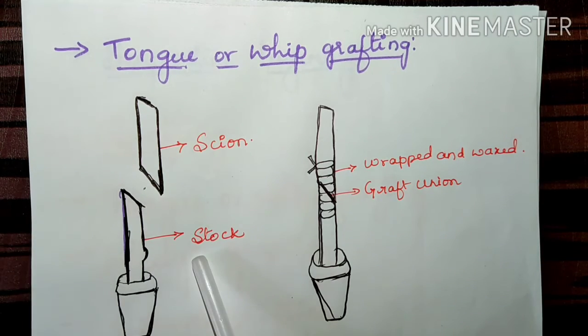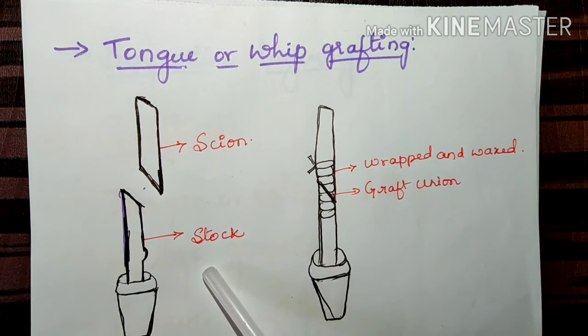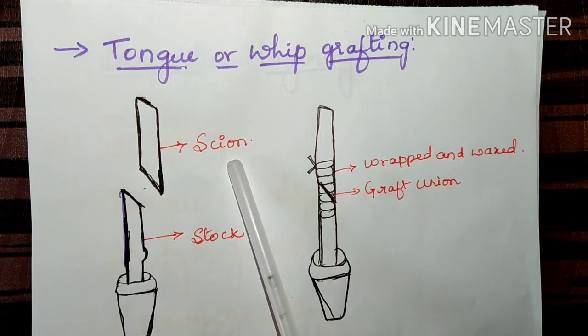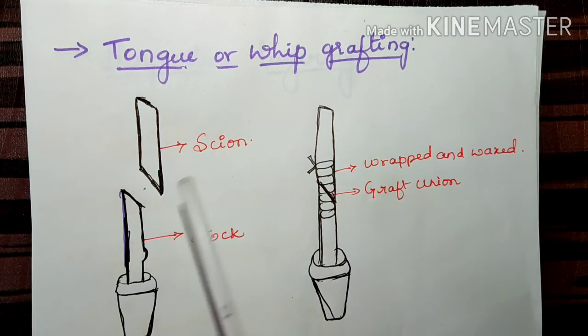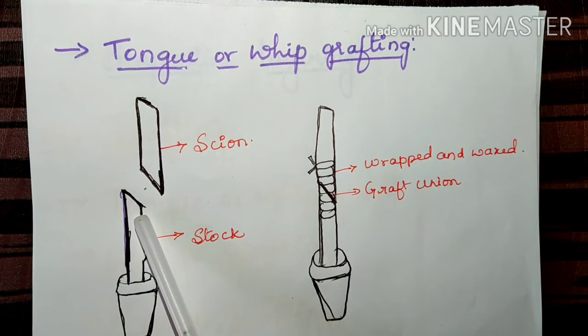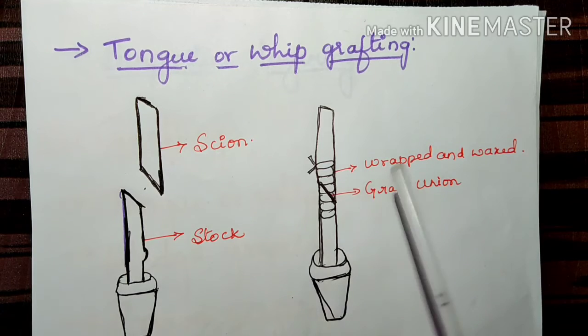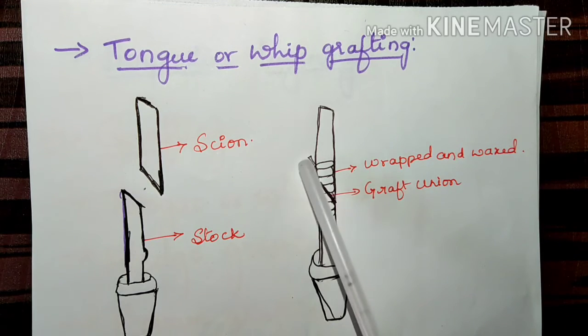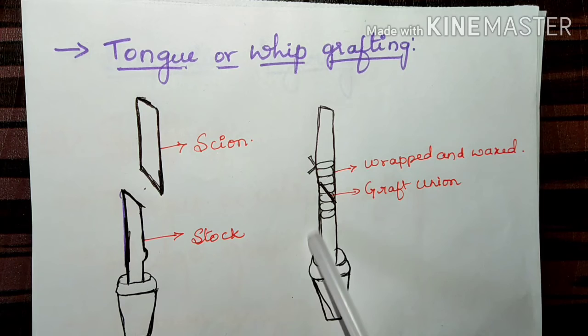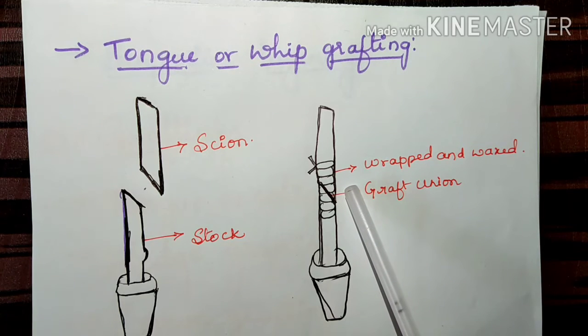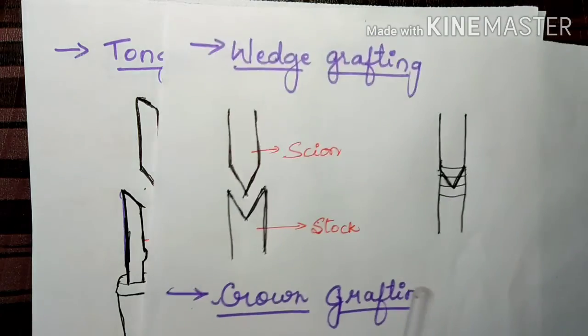In this method, both the stalk, the root system we are using, and the scion, the shoot system we are using, are cut obliquely at about the same angle, and these are joined and wrapped to develop a single composite plant. So the next one is wedge grafting.